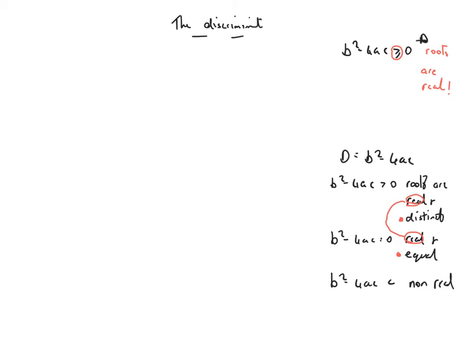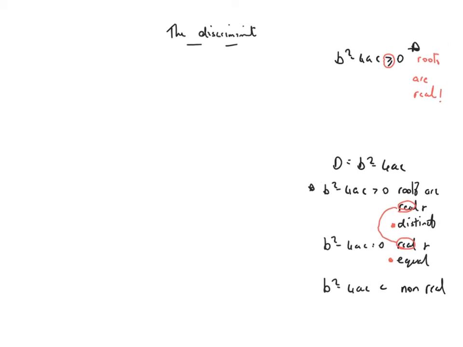Okay. So when the discriminant is greater than 0, roots are real and distinct. Equal to 0, the roots are real and equal. And when the discriminant is less than 0, the roots are non-real. And if it's greater than or equal to 0, all you can say is that the roots are real.